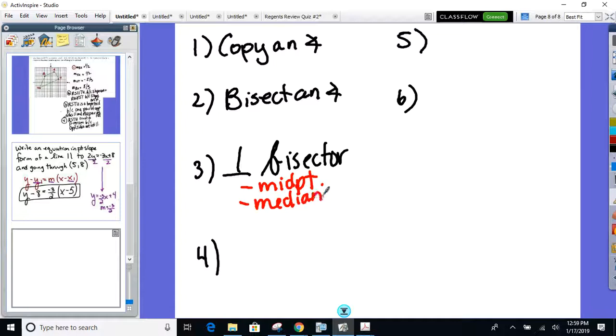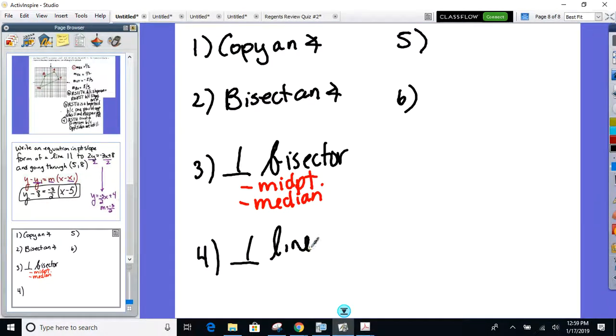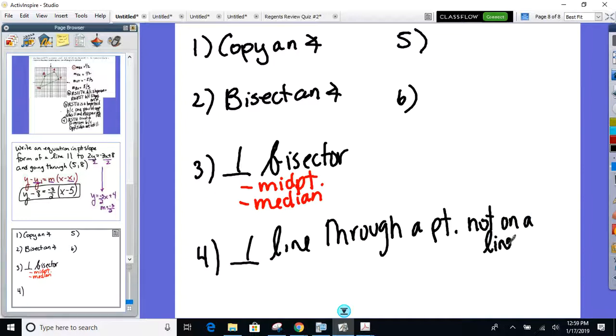How about altitude? Well, if I need to do an altitude, I need to construct what type of line? Perpendicular line. Here, let's get more specific. Perpendicular line through a point not on the line. That's the happy or the sad face. All right, let's keep building. Let's keep building.